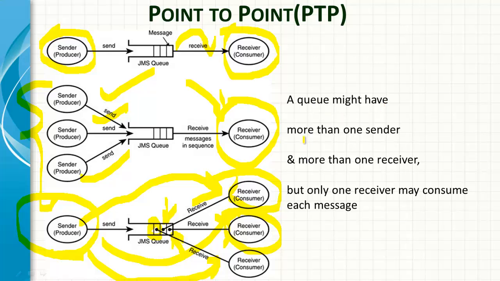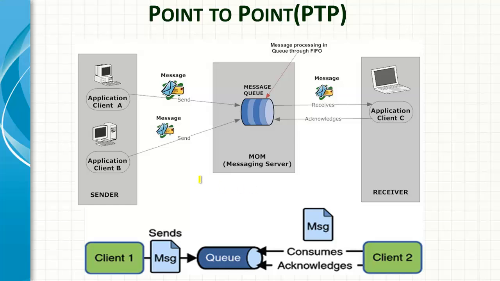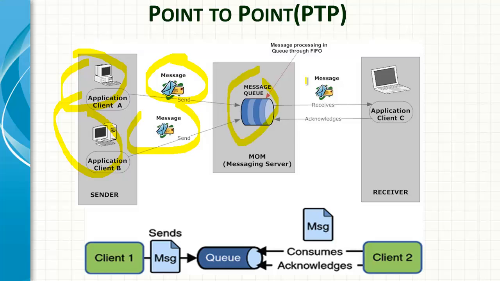The important point is a queue might have more than one sender and more than one receiver, but only one receiver may consume each message. That's the basic fundamental of point to point. To understand it pictorially, you can have multiple applications sending messages over a queue, and this application is consuming both senders' messages.